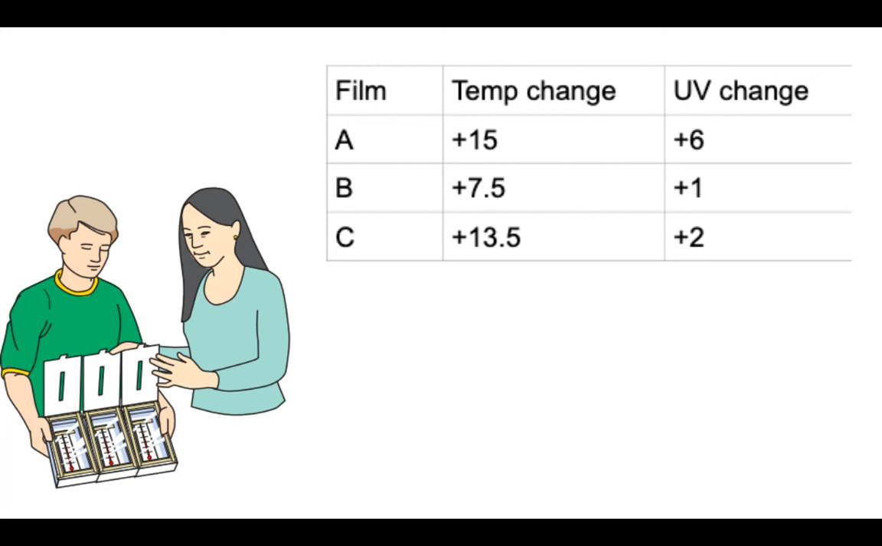So with one experiment, film was the independent, temperature was the dependent. And then the second experiment, film was the independent, UV change was the dependent. And then we put it all together.